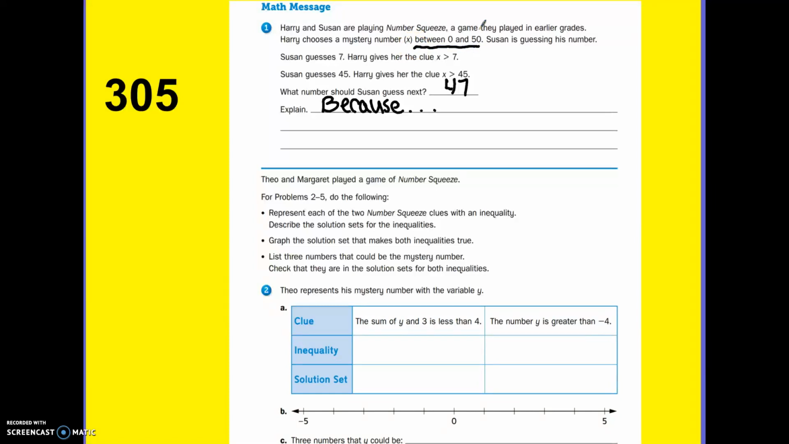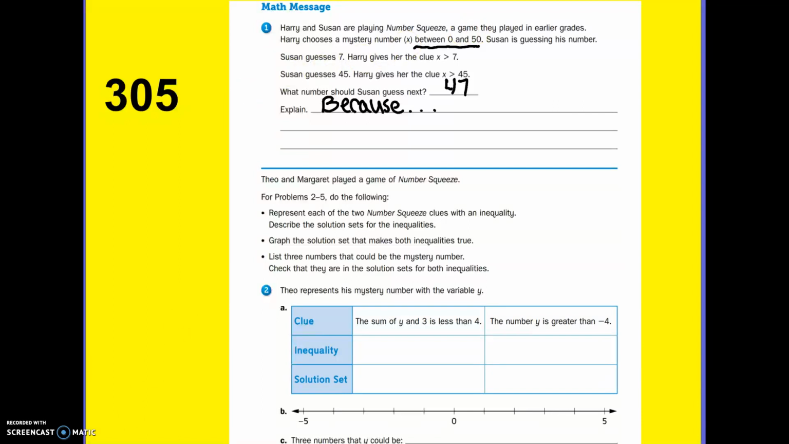Okay, so the next part says, Theo and Margaret played a game of Number Squeeze. So for problems 2 through 5, we're going to do the following. Represent each of the 2 Number Squeeze clues with an inequality. Describe the solution set for the inequalities. Graph the solution set that makes both inequalities true. List 3 numbers that could be the mystery number. Check that they are in the solution sets for both inequalities.